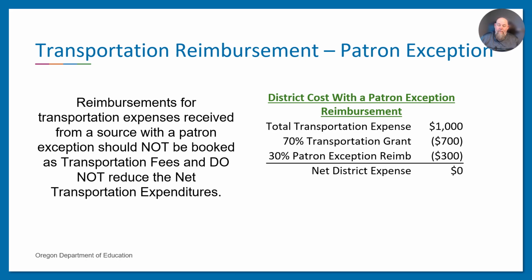And so I'll give you that list again, but it's revenue codes 1411, 1412, 1413, and 1420. Those are the ones you do not want to use if you get a reimbursement from outdoor school. You'd put it in some other type of revenue and it would not reduce your transportation expenditures.